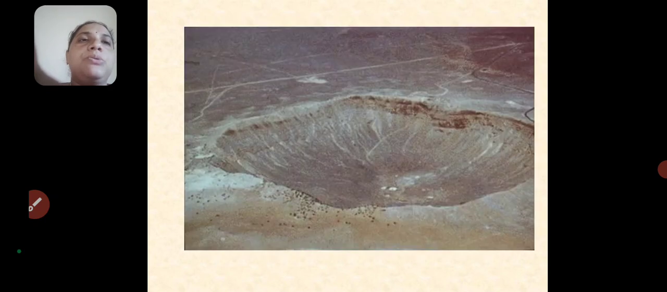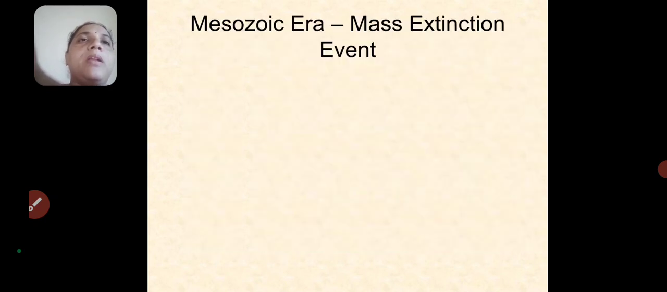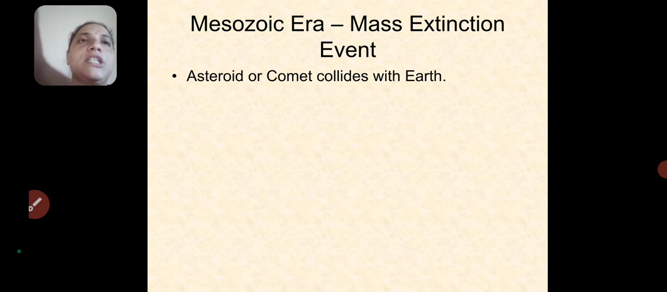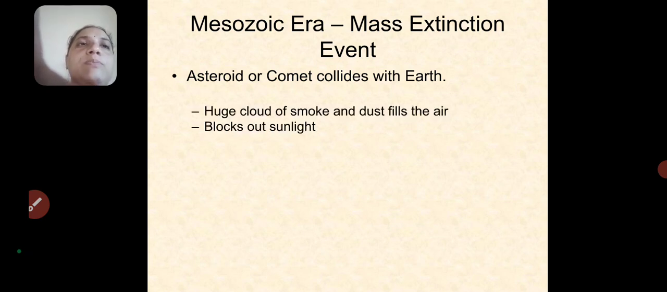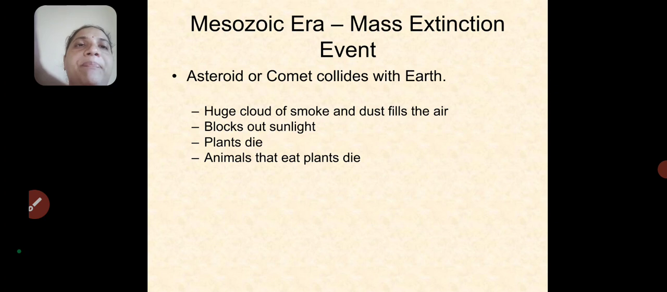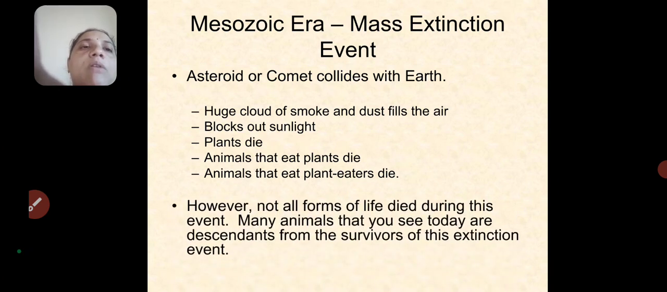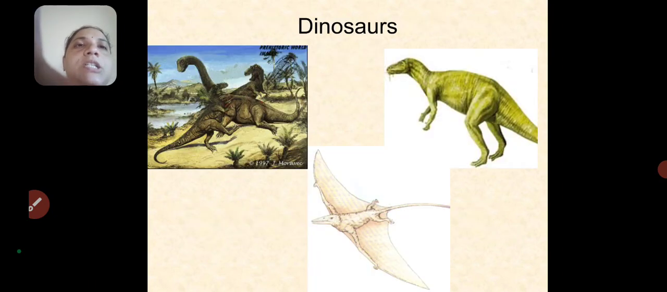These slides show this collision. Next, the Mesozoic era mass extinction event. The asteroid or comet collides with Earth. Next, a huge cloud of smoke and dust fills the air and blocks out sunlight, plants die, animals that eat plants die, and the animals that eat plant eaters die. However, not all forms of life died during this event. Many animals that you see today are descendants of the survivors of this extinction event.